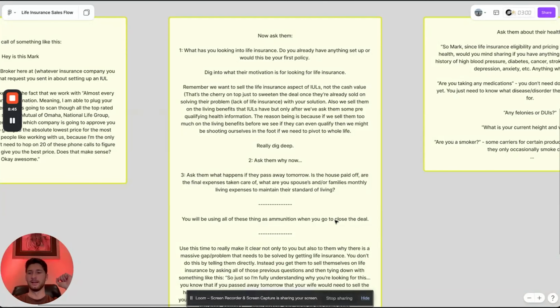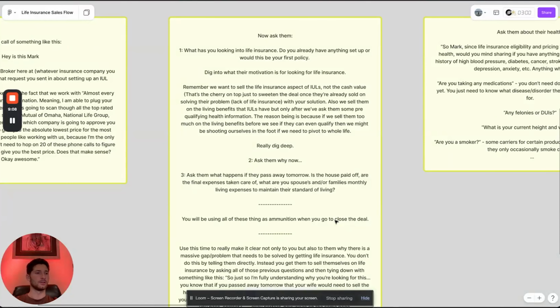So really, and this is very important, a lot of times when you ask people, what happens if you pass away tomorrow? They'll say, I don't know. Or, it'll probably be bad for my family. Yes, that's true. But it's so important that you make them dig really deep. Sometimes you're going to have to ask them 10 times before they finally tell you, yeah, my wife would probably have to move in with the in-laws or with her parents or with this or with that.